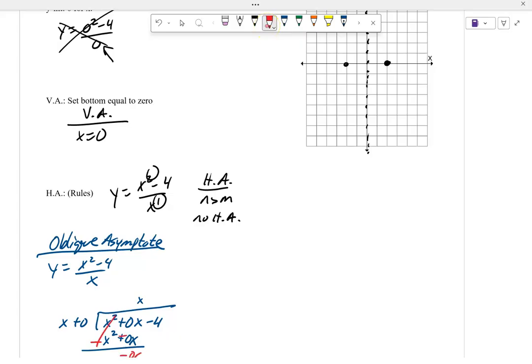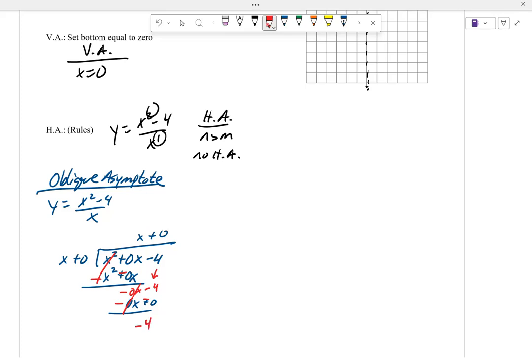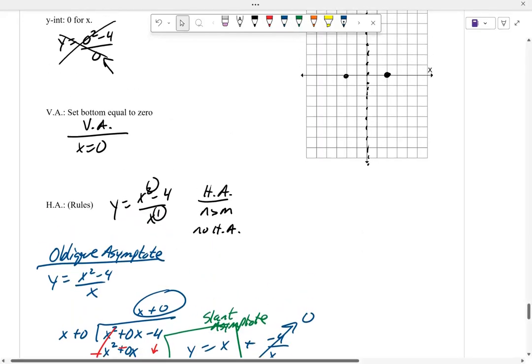Bring down the -4. So that'd be a plus 0x plus 0. Change those signs. Of course, that makes a difference. We get a negative 4 there. So this ends up being y equals x plus remainder over divisor, negative 4 over x. Well, this is going to go to 0 as x goes to infinity. So this right here, that's your oblique or slant asymptote, y equaling x.